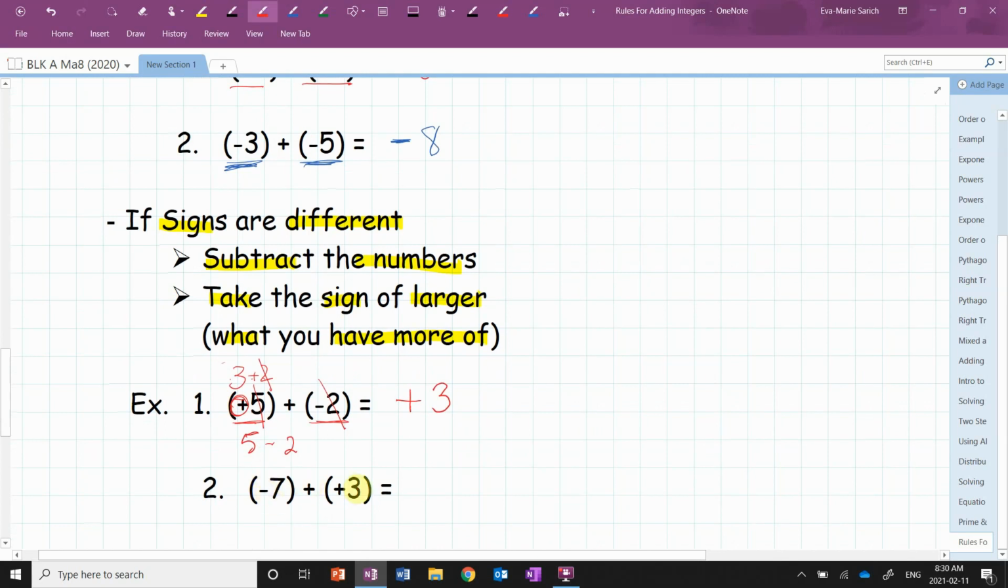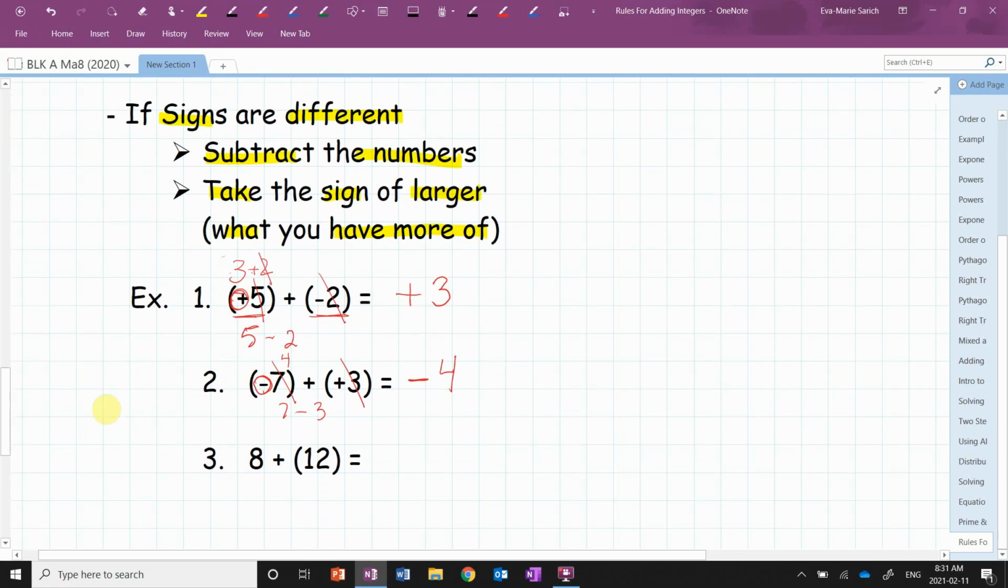Negative 7 plus positive 3. Well, what do we have more of in this case? Well, we've got more negatives, right? So we know our answer is going to be negative. So 3 positives is going to cancel 3 negatives. How many are left when we take 3 from here? Well, there's going to be 4 left. So the answer is going to be negative 4. 7 take away 3 gives you 4.